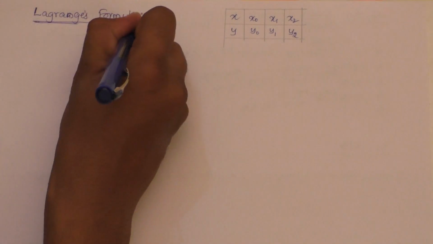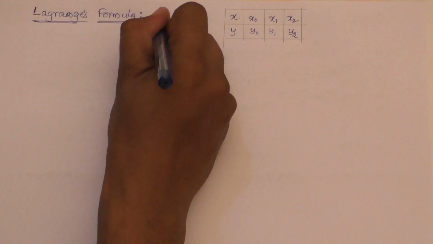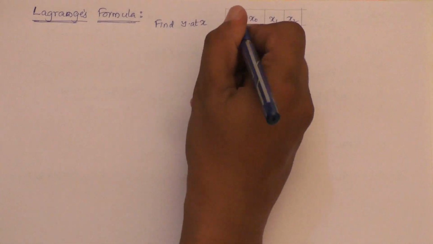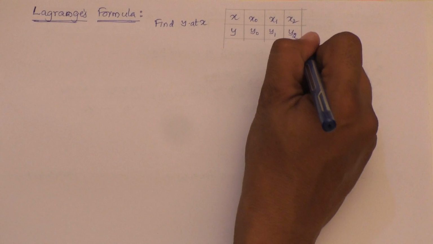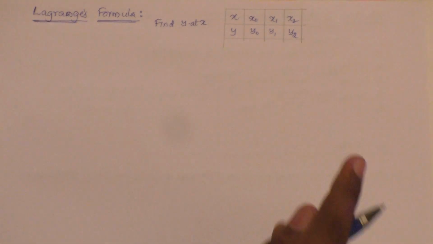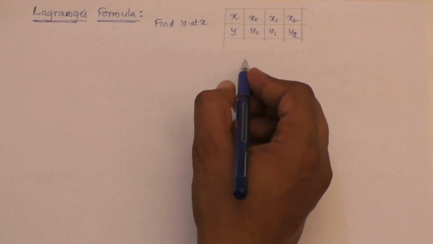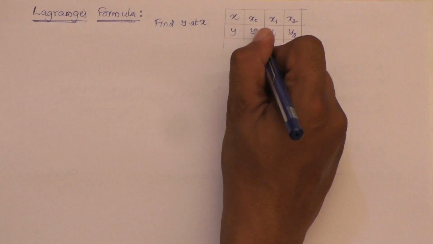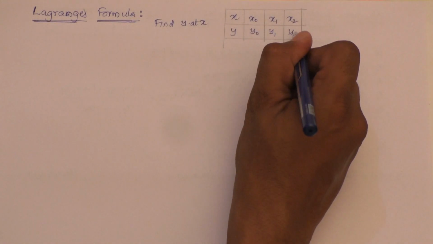Let us understand how to write Lagrange's interpolation formula. Whenever the question is to find y at some x, where the x values are given and the corresponding y values are given, find y at x by Lagrange's interpolation formula. So how to write the formula in case of Lagrange's method? Try to understand how many sets of points are given. 3 sets of points are given.